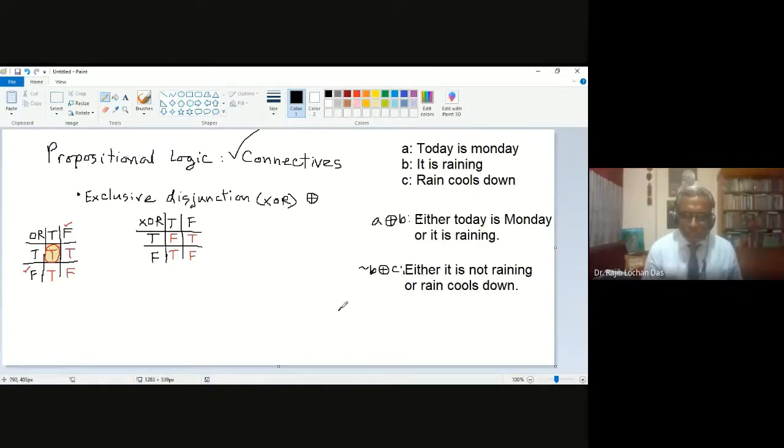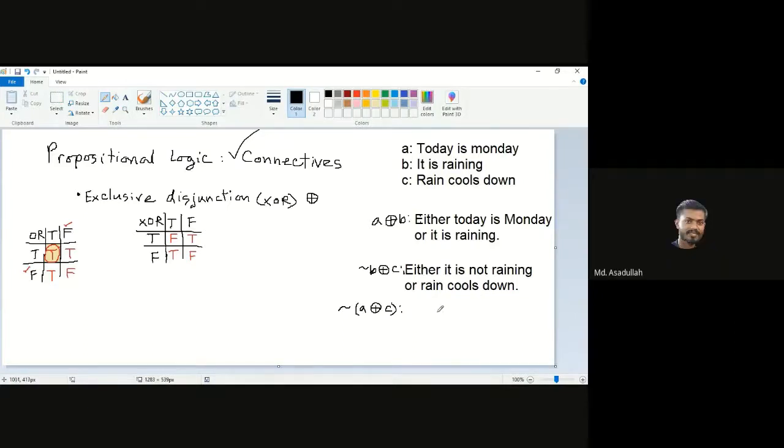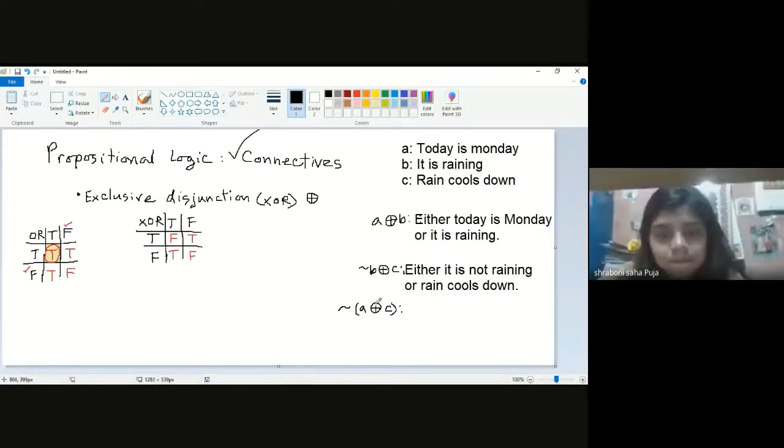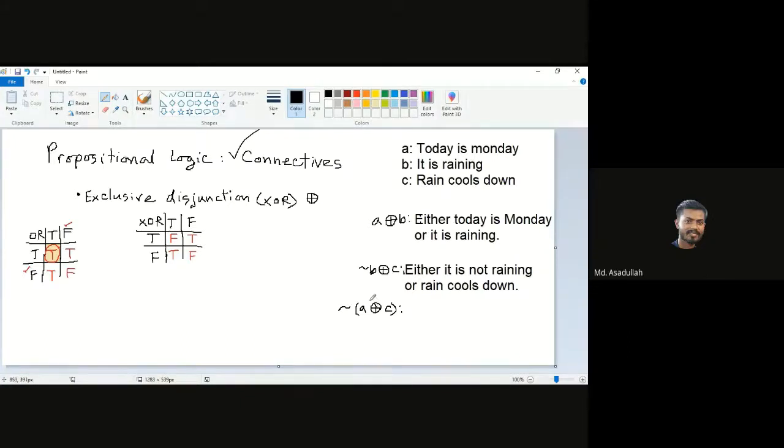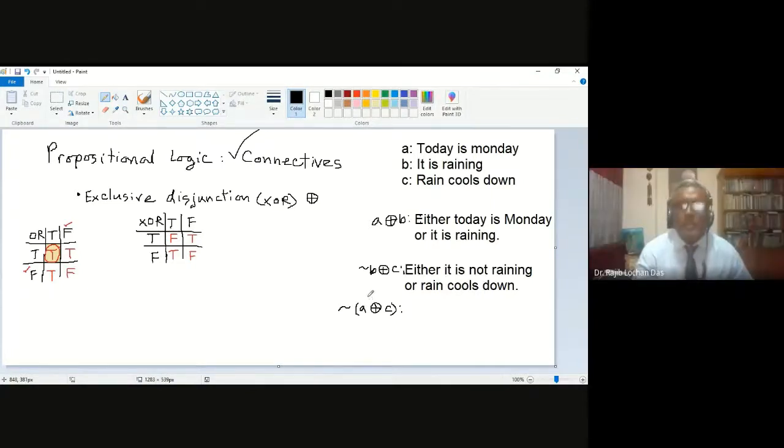Say it is not, then it is A XOR C. Then what will you say? Sir, it is not true that either today is Monday or rain cools down. Yes, it is correct. So you can write it is not true that either it is Monday or rain cools down.